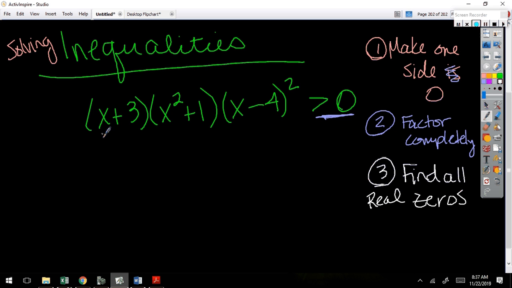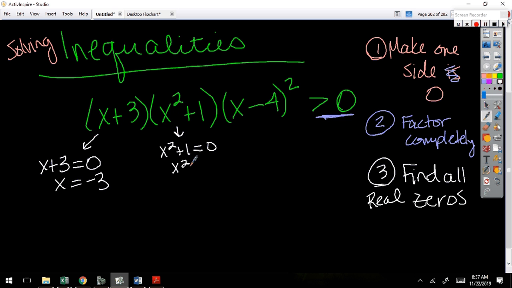All right, so what are my zeros here? I got x plus 3, which is negative 3. How about here? It's imaginary, right? No imaginaries. That's right, we don't want any of those. And how about this one? Positive 4. But what is special about this one? It's the squared on the outside. So the multiplicity is even, or 2. What does even multiplicity tell me? Good job. It just touches and bounces back off, right? The sign doesn't change there, okay? So remember that, because that's going to help us.